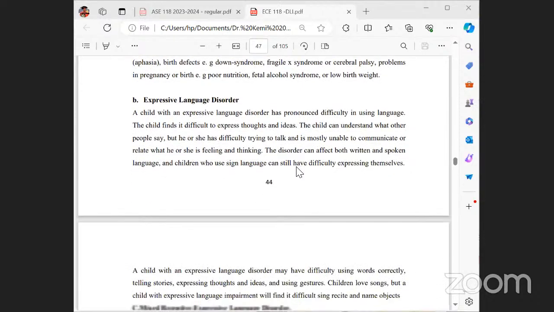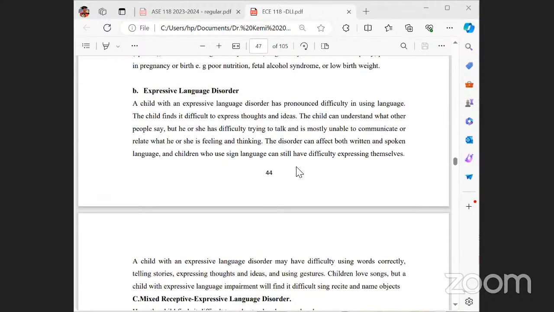Okay, so let's look at expressive. A child with an expressive language disorder has pronounced difficulty in using language. Not everyone, everyone has one difficulty or the other, but this is a pronounced one.